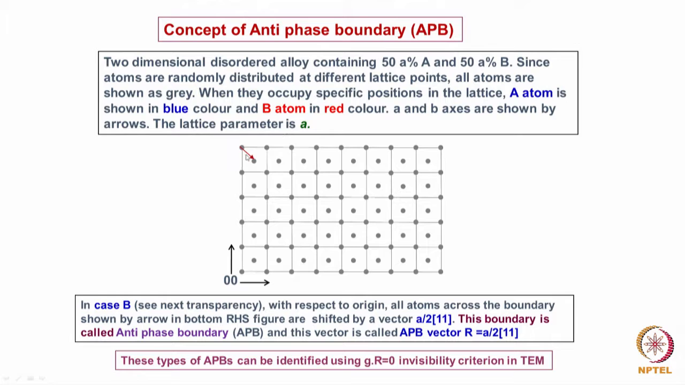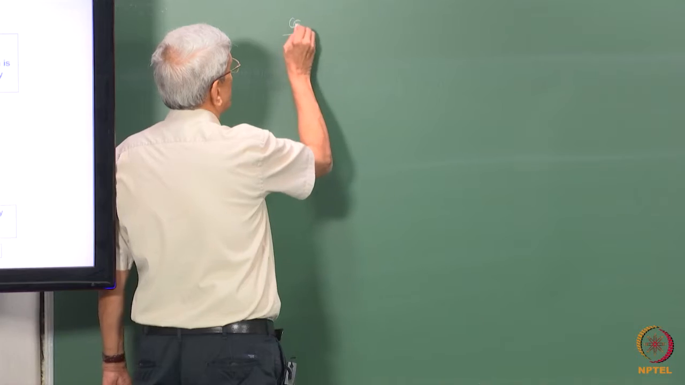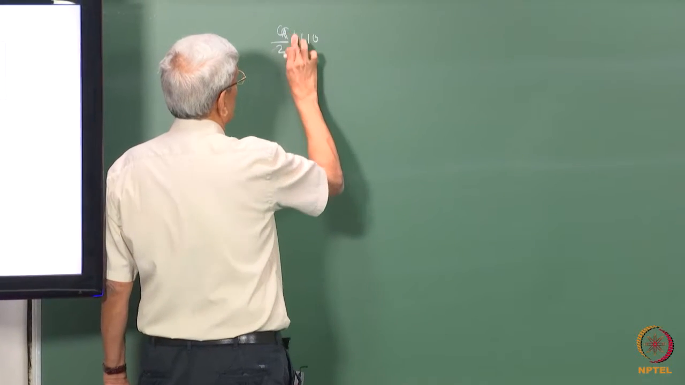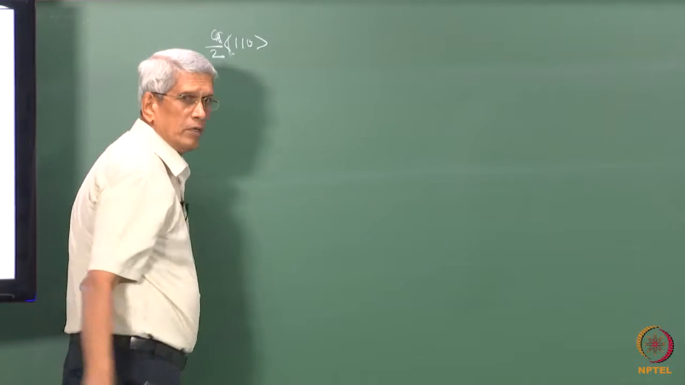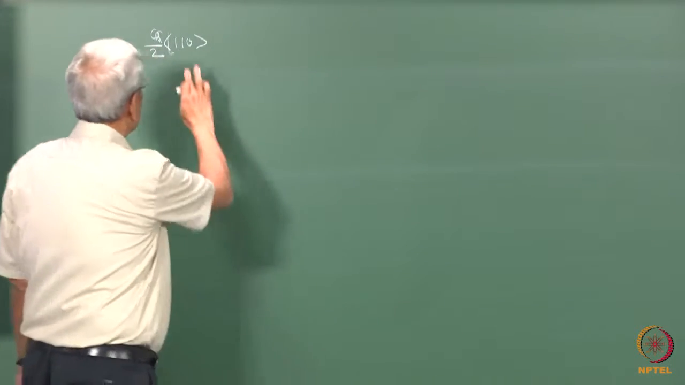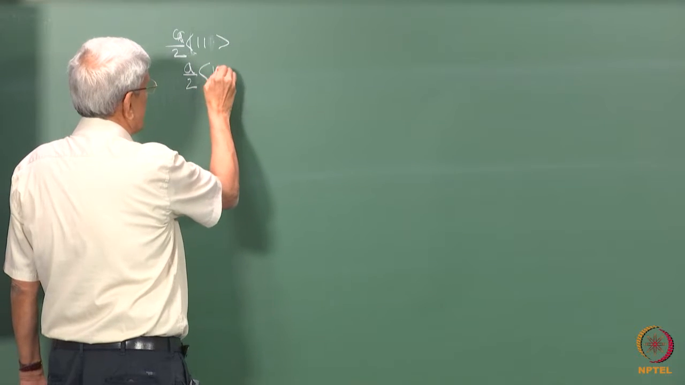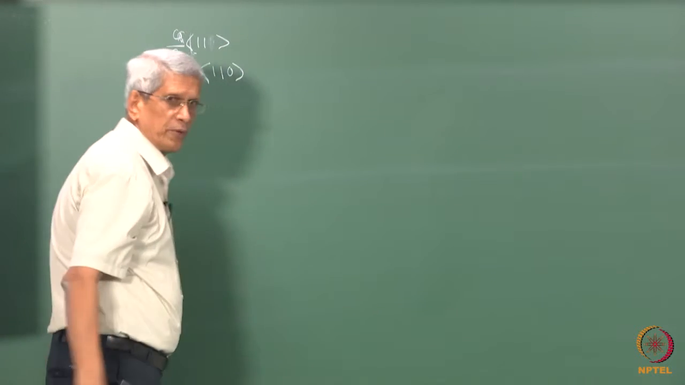In this, the shortest translation vector, if you look at it, is what is being shown by this arrow. And what will be the magnitude of it? Magnitude of this vector is of the order of a/2 <110>, or <111> in a two-dimensional lattice. Generally in a three-dimensional lattice, it will be <110>.